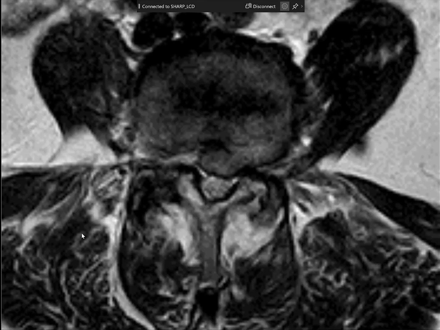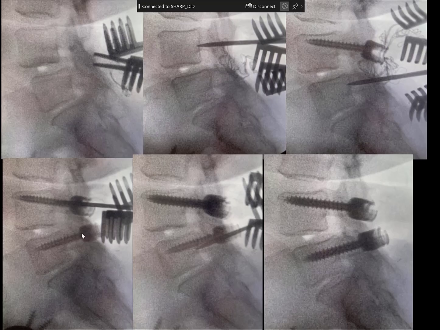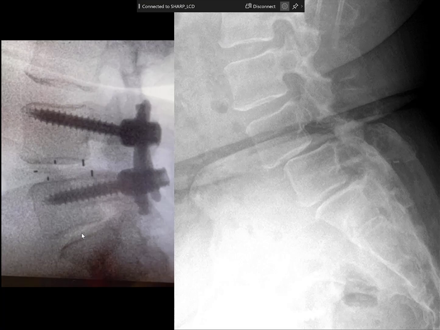What else do I want to say in this case? Dr. Mesfin, do you have any other comments? No, I think that's a good outcome. The only thing, again, is there'll be some debate as to whether it would have been worth incorporating the S1 posteriorly. I would not consider an ALIF on this.